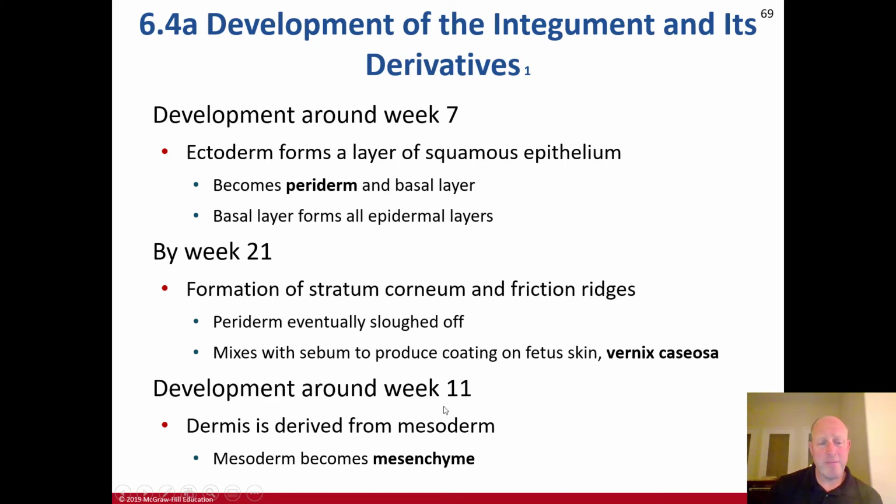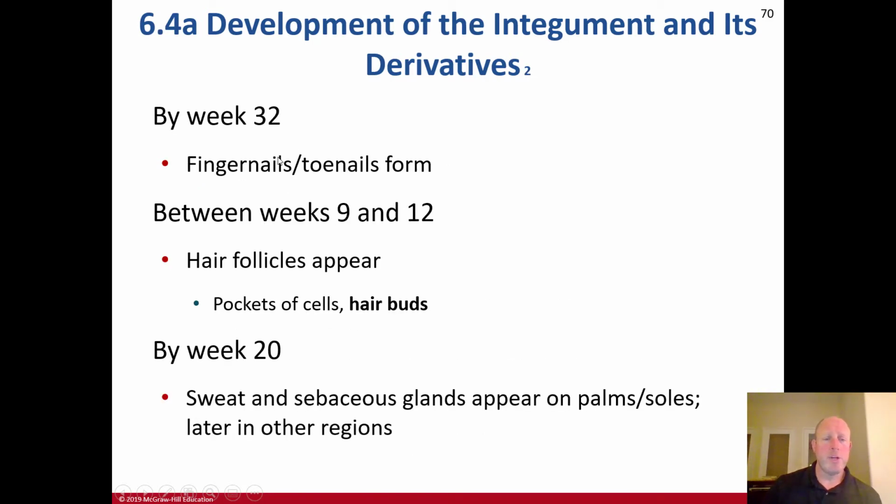And around week 11, the dermis is derived from the mesoderm, and mesoderm becomes mesenchyme. By week 32, fingernails and toenails form. But between weeks 9 and 12, the hair follicles appear with pockets of cells and hair buds. With week 20, the sweat glands, along with the hair and sebaceous glands, appear also on the palms and the soles as well, later in other regions.